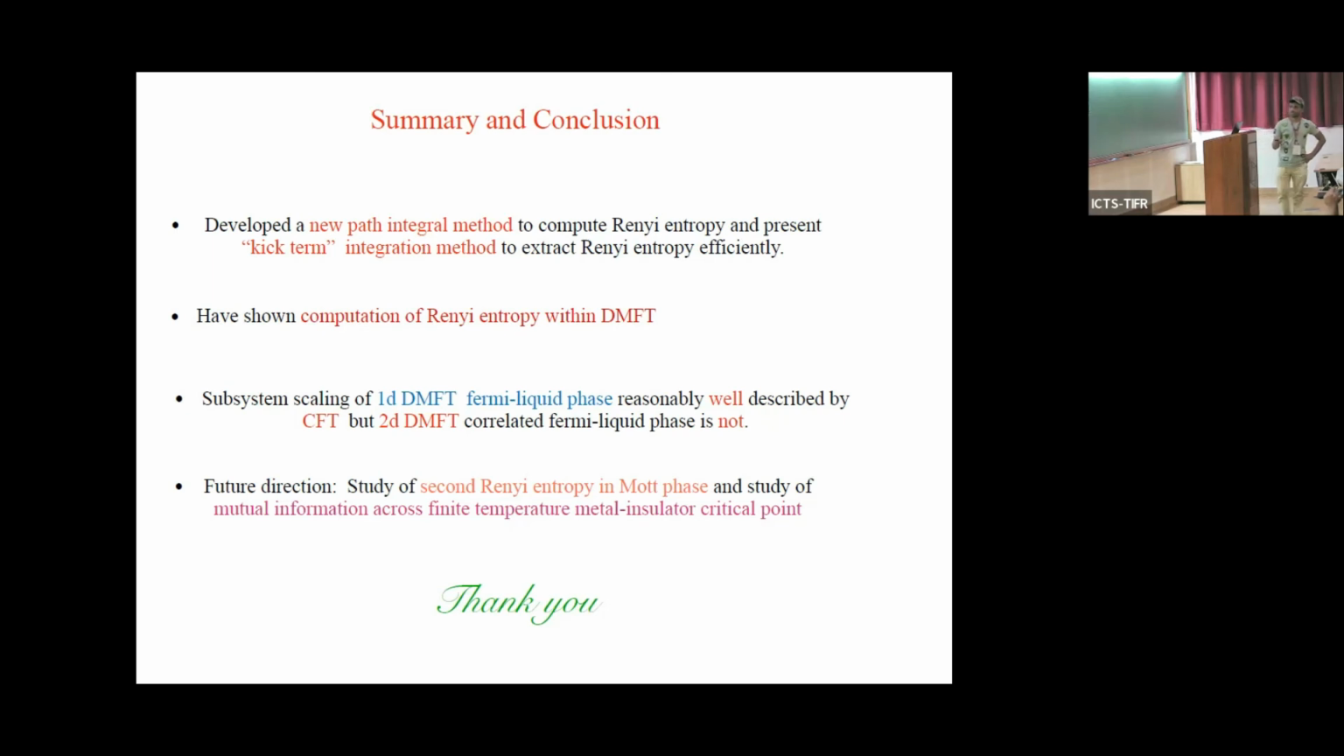In the near future, we'll do the same calculation in the Mott phase, the 2D Mott phase, and we also want to study the mutual information across the Mott critical point. Thank you for your attention.